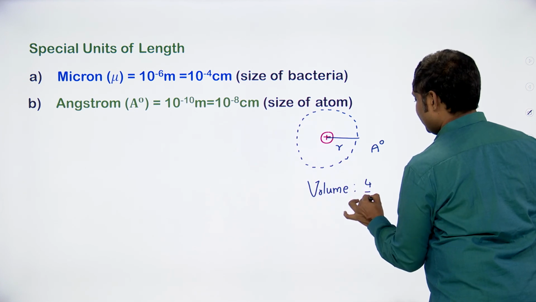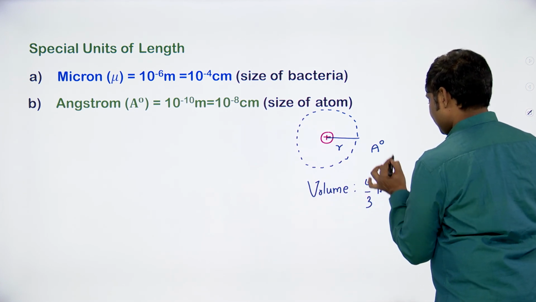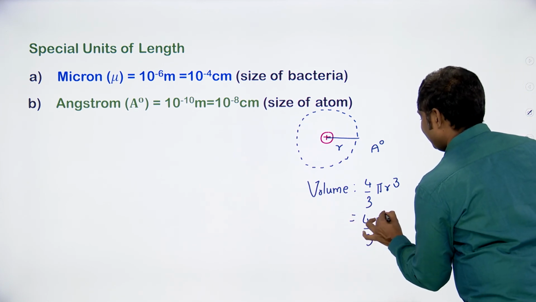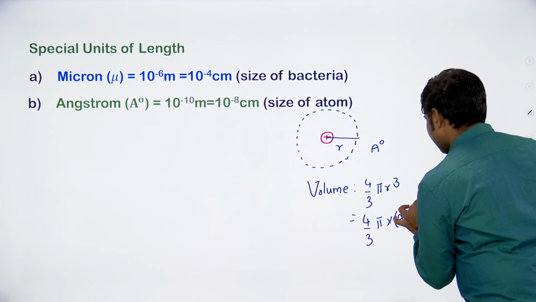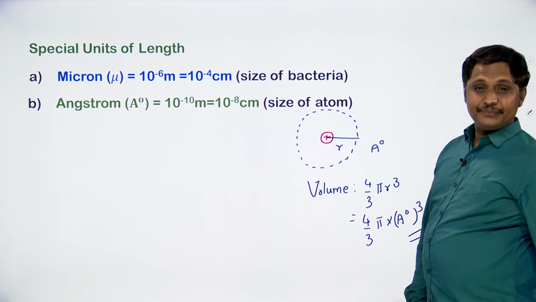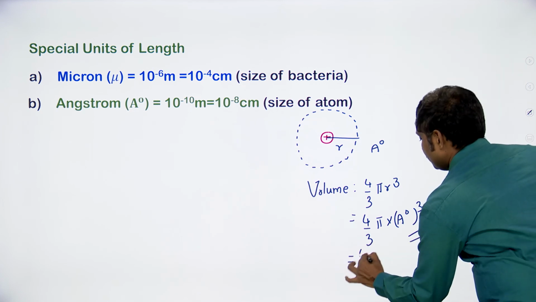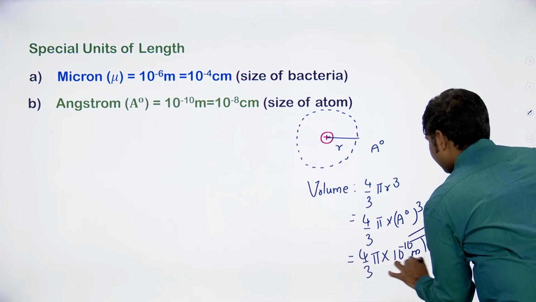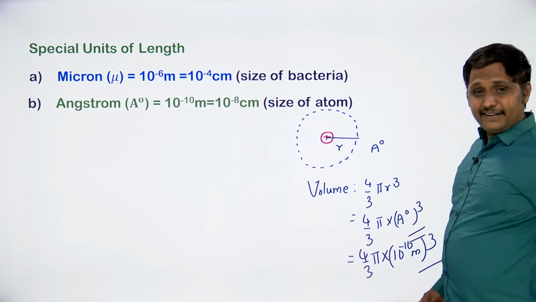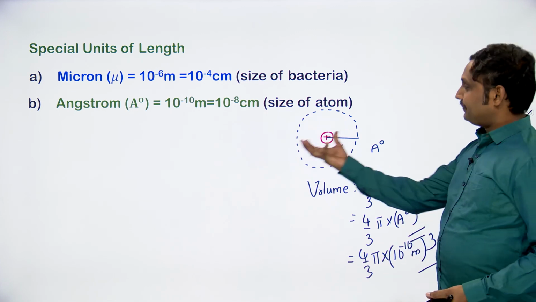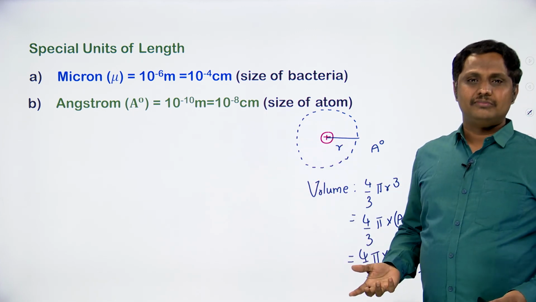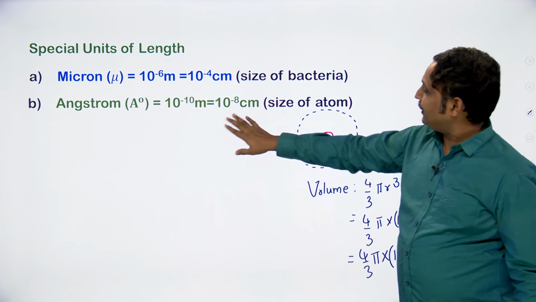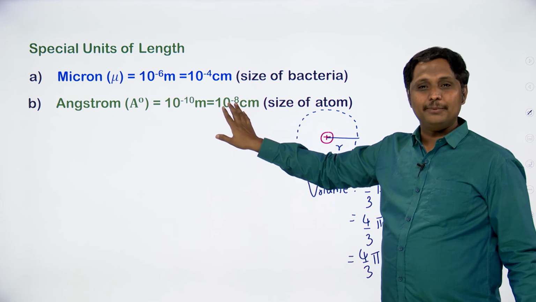it is going to be 4 by 3 pi r cube. Just you have to take that, this is going to be 4 by 3 pi into Angstrom whole cube. All right, suppose that is going to be 4 pi into 10 to the power of minus 10 meter whole cube, it is very clear. We can express the size regarding that one atom, that is useful. You will get that 1 Angstrom is equal to 10 power minus 10 meter, it is very clear.